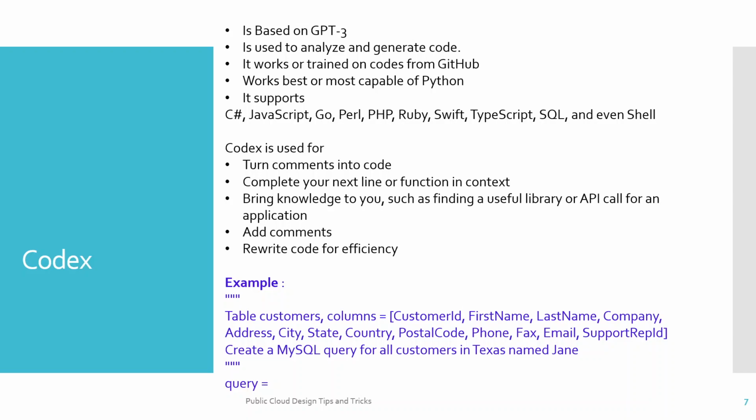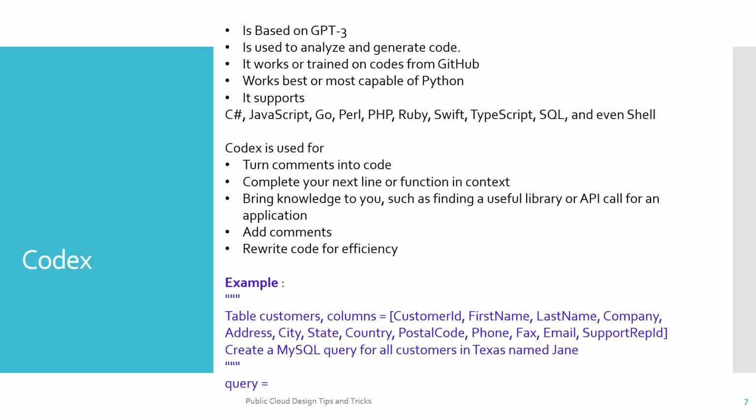Codex can convert comments into code. Contextually, it can help you complete your functions. It does contextual sequencing, and then it can bring knowledge. It not only helps you write code, but also generates docs out of code, or analyzes code. It can add comments and rewrite code for efficiency, so it can improve the code as well. There are various examples.